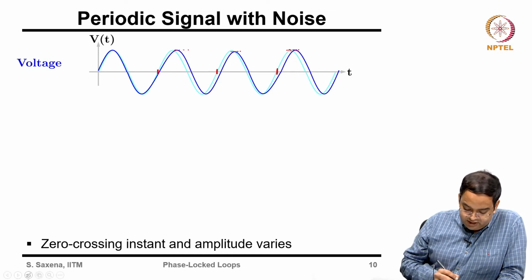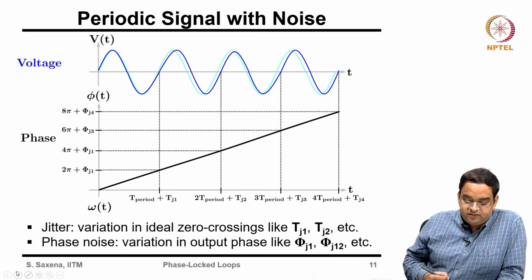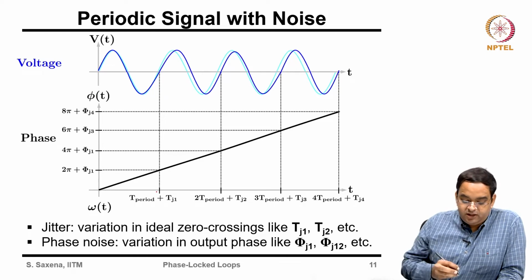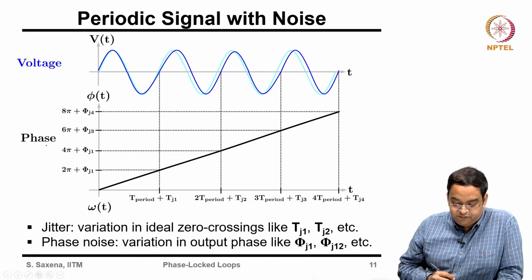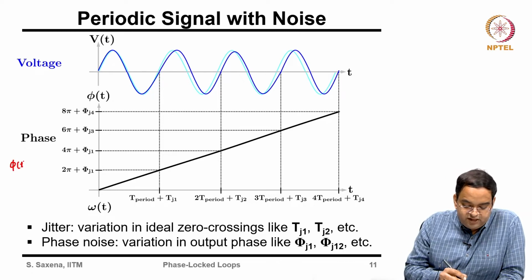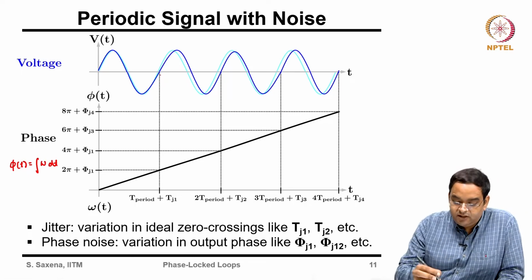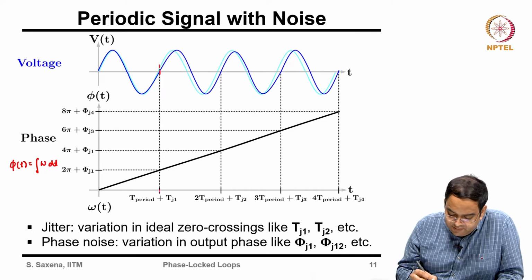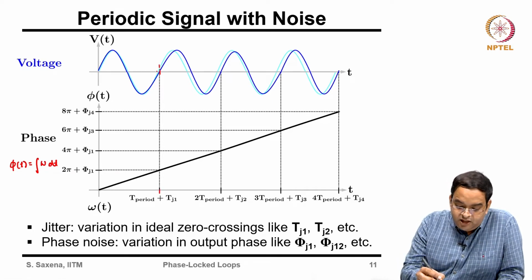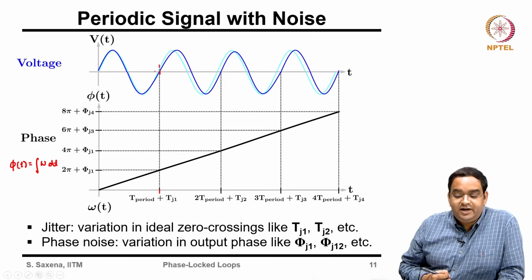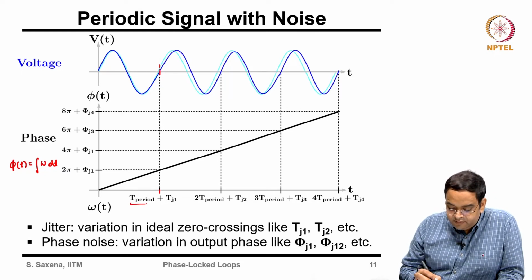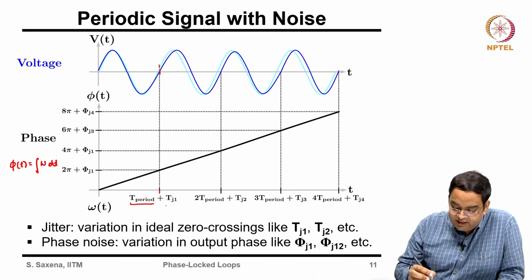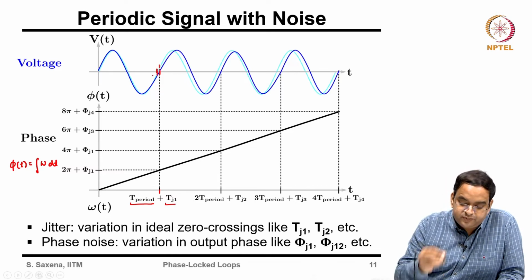If this happens, then what will be the case for the phase? I have told you that the phase of this waveform, phi of t, is the integral of omega times dt. So, at this point, for the sine wave in light blue with respect to the one in dark blue, at that time instant you have an extra time, t j 1, between these two.